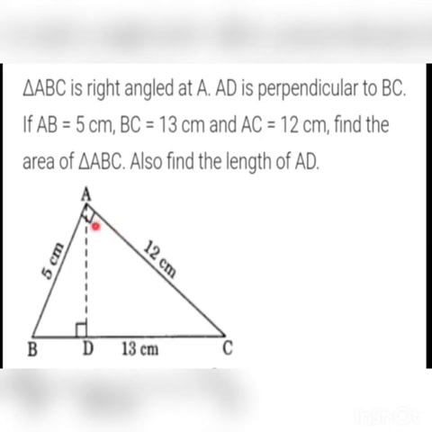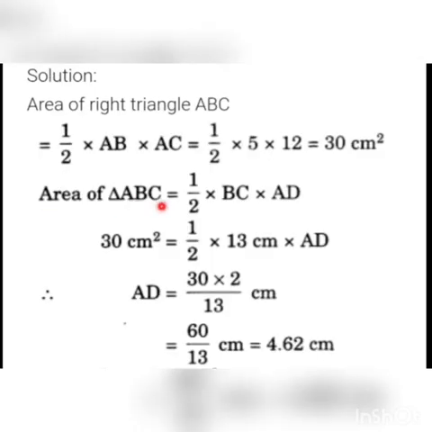Now the area is 30 centimeter square and on this side we know BC. So it is easy to find AD, isn't it? Again, taking the area of this triangle ABC as half into base BC and altitude AD, we can find the value of AD. So area of triangle is equal to half BC into AD. Now the area we found is 30 centimeter square. So substituting, 30 is equal to half into 13 into AD. Now we have to find the value of AD.